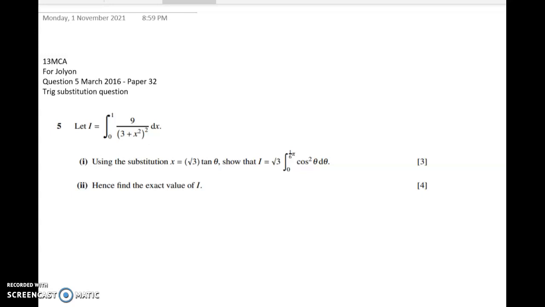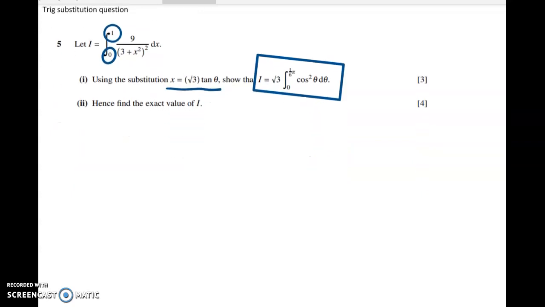So we're given an integral and we're told to use this substitution and change this over into that form. So you can see in here that obviously my limits of integration have changed and everything is now in terms of theta. So we'll start with this. Let x equal √3 tan theta. Remember, we need to replace this and we need to replace this as well as the limits.